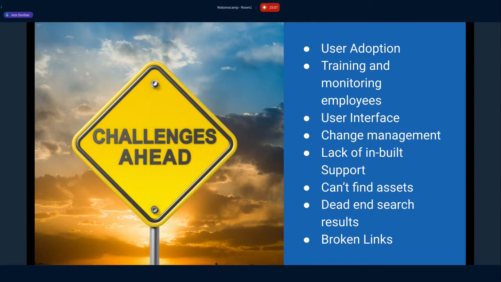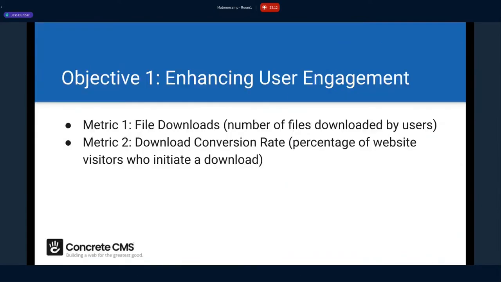So let's talk about the objectives, goals, and let's pick out the Matomo metrics that they would need for a successful intranet. So number one here, of course, enhancing user engagement is going to be the objective. So the first two metrics I am going to present after we launch would be the number of downloads, and then a download conversion rate, so the percentage of visitors who initiate the download. Those are the two metrics and the one objective that we want to measure.